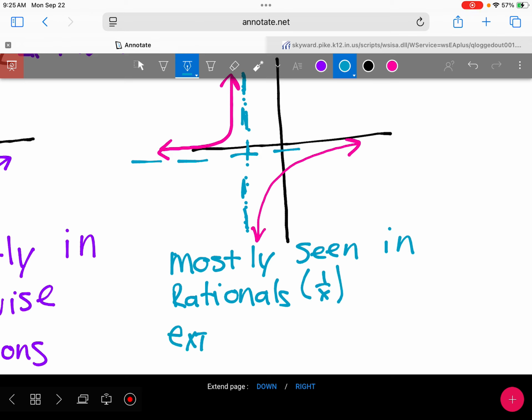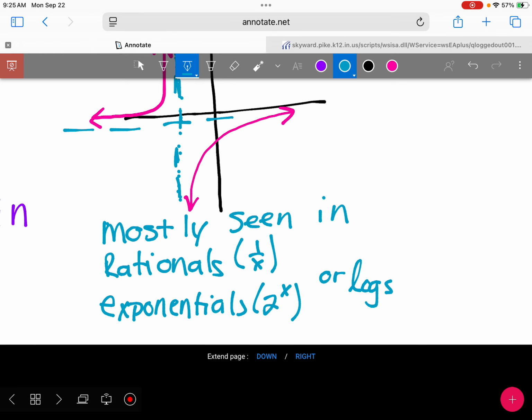Exponentials. Like 2 to the x, that's what we mean by exponential. Or logarithms, which is the inverse of that. So like log of x, or log base 2 of x. There are other pieces that have asymptotes, but they're not ones that we see often.